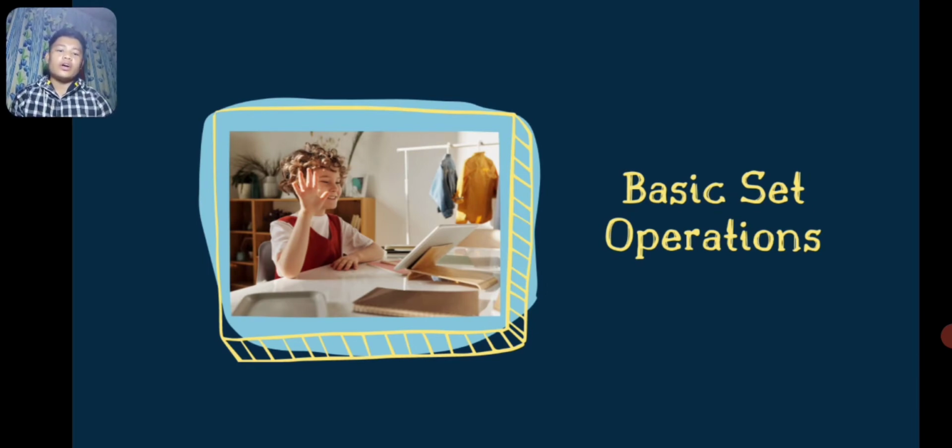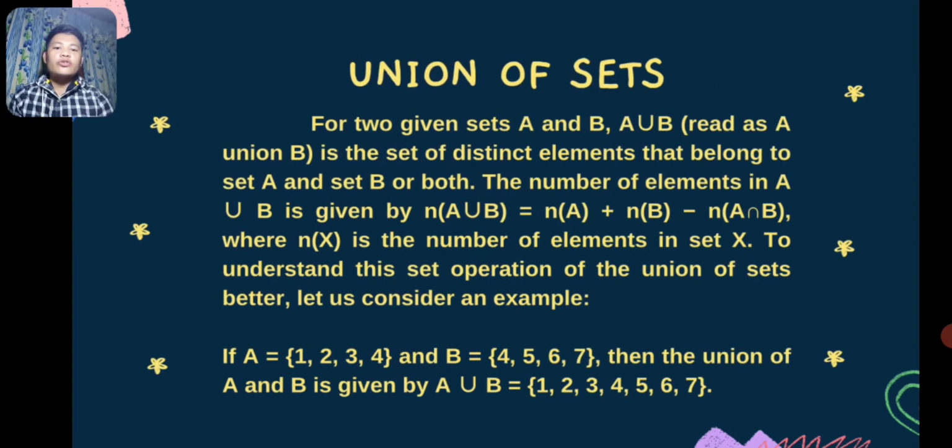Now that we know the concept of the Venn diagram, let us discuss each set operation one by one in detail. First, the union of sets. The union of sets states that for two given sets A and B, A union B is the set of distinct elements that belong to set A, set B, or both. The number of elements in A union B is given by the formula: n(A union B) = n(A) + n(B) - n(A intersection B).